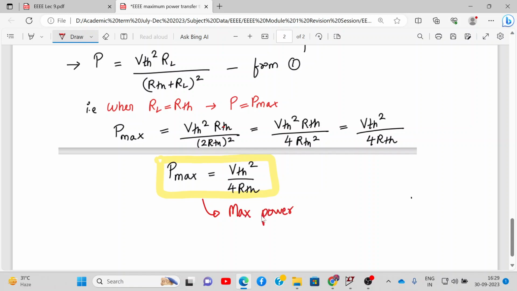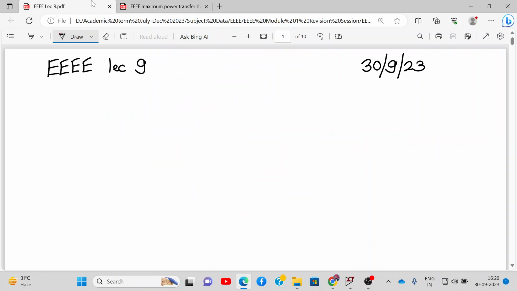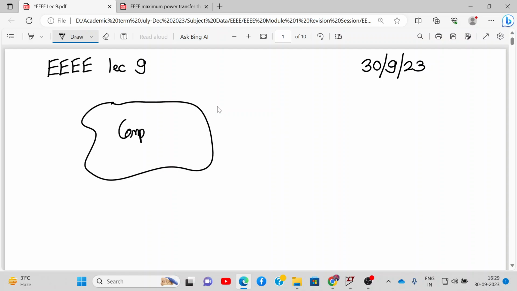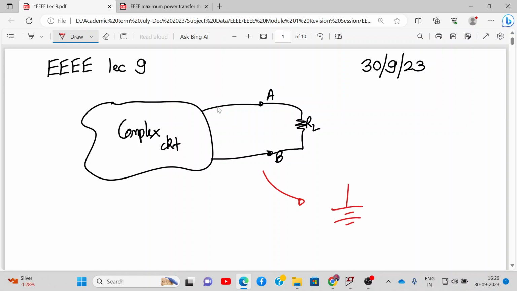The maximum power will be given by VTH square upon 4 RTH. Alright, so let's revise what we have done so far. Any complex circuit has output terminals A and B, and here we connect the load RL. With the application of Thevenin's theorem, this gets converted into a single voltage source, Thevenin's voltage, in series with a resistance RTH. This is terminal A and B, and we connect back the load resistor.